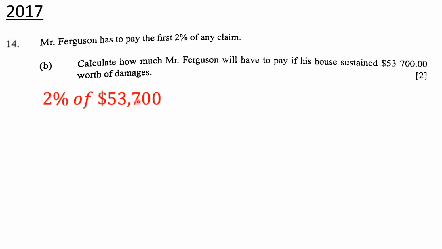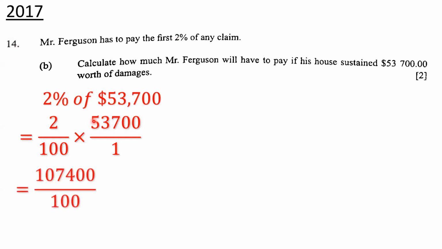Now, when we say of, what do we mean? Well, of means to multiply. So we're going to say 2 over 100 multiplied by 53,700. We multiply the 2 and the 53,700, and we get 107,400 over 100. We divide by 100, and we get 1,074. So if his house sustained $53,700 worth of damages, he has to pay the first 2%, which is $1,074. Okay, let's move on to the next question.